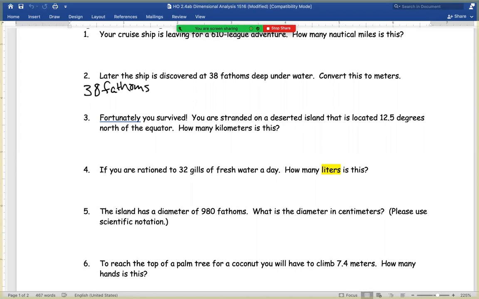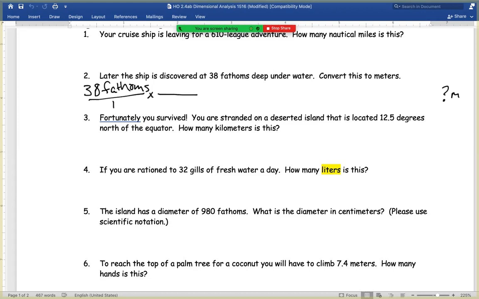So in this problem, we know we were starting with 38 fathoms, and we need to, where's our destination, convert this to question mark meters. So where are you starting? Where are you going? Cool. So now we can start to look for some equality statements that are going to let us change our units. If it helps you, put it over 1, doesn't change anything. Lets you know you're starting in the numerator.